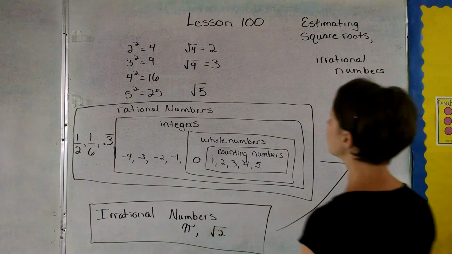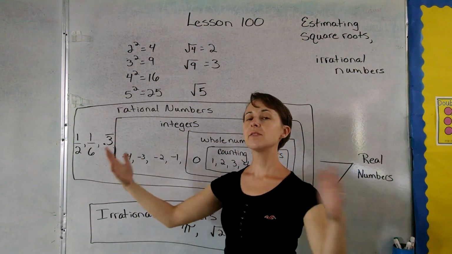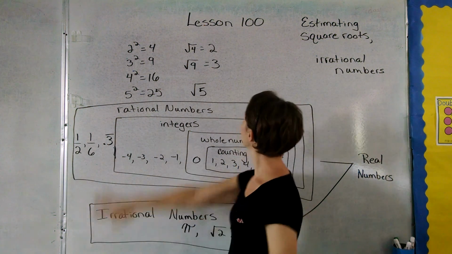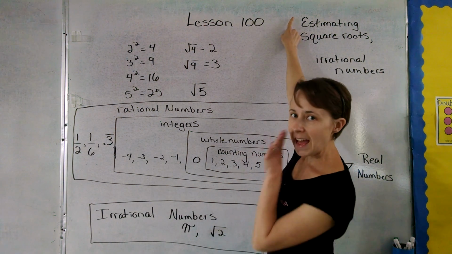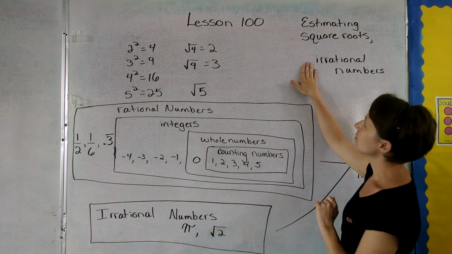This is Saxon Math for 6th grade. Today we're doing lesson 100. Lots of notes to take today. Lots of things to remember, but nothing difficult, I promise. We're going to talk today about estimating square roots, estimating, not solving, and irrational numbers.